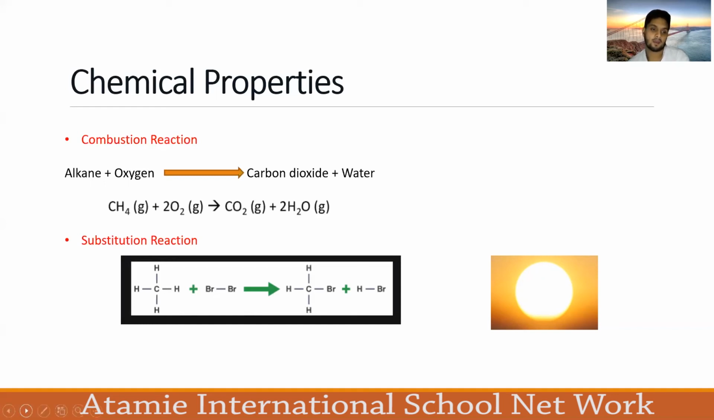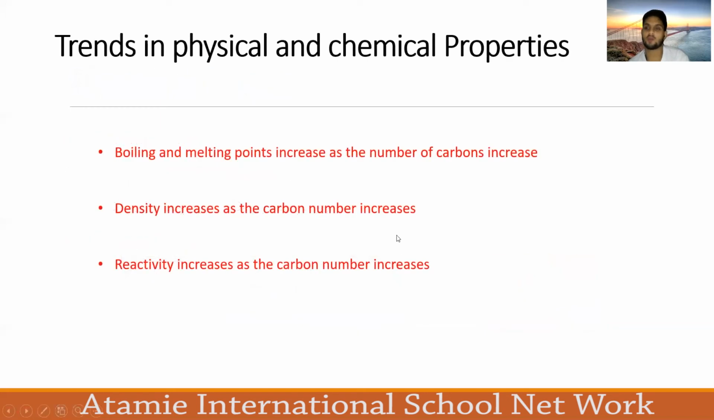Then we come to the last part of this entire lesson, which is the trends in physical and chemical properties of alkanes. In alkanes, if you have one carbon, we call it methane, and the last one that you need to know is hexane. If you go from methane to hexane, you will see the boiling point increasing. As the number of carbons increases, the boiling point and the melting point increase. The same theory applies for densities also.